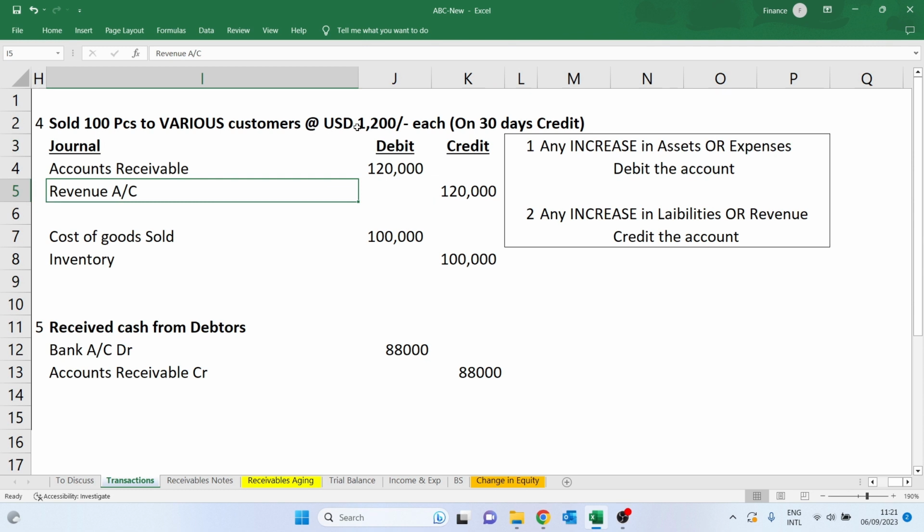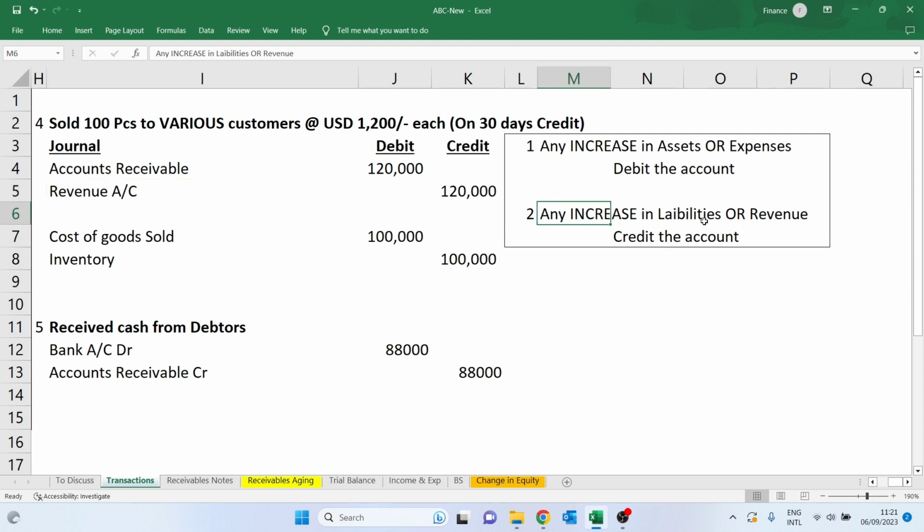Going back to the golden rule, any increase in revenue will be credited. So we have credited 120,000, and which account will be debited? Accounts receivable. Why? Because this is sold on credit for 30 days, so this money is receivable from clients. So that is an asset, right?